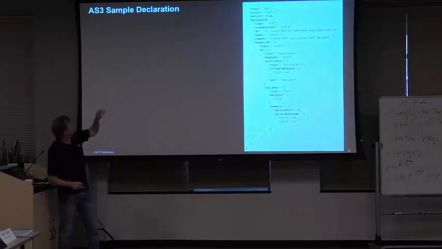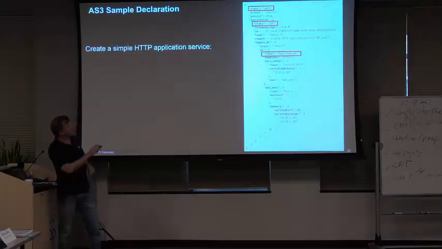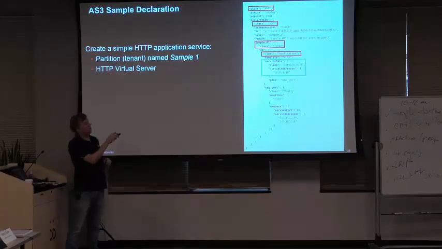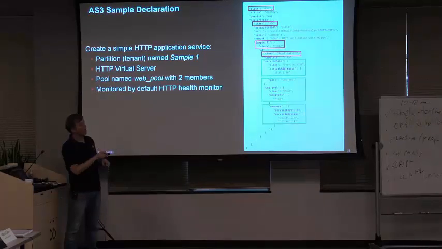Here, we're trying to get to the point where this is a sample AS3 declaration, and a couple things that might be worth pointing out are, first, we're doing an application service, HTTP application service. Tenants is one part of the actual declaration itself. In this case, we're calling it sample 01. And then this should start looking familiar. We've got a class, a virtual address of a particular IP, right? And then there is a pool associated with that, and there are members associated with the pool.